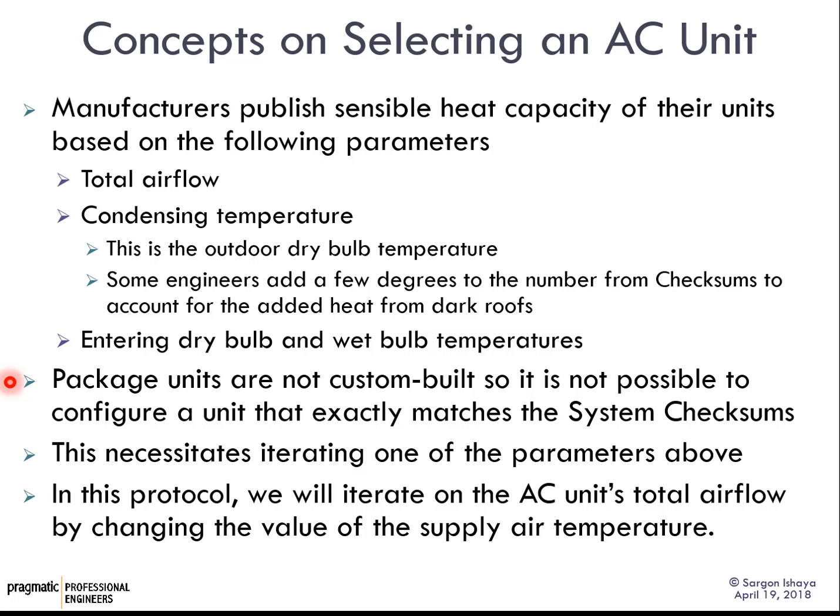It does not exactly match your system checksums report. You can't just say, here's my system checksums report, it tells me that I need a 50-ton unit, for example, so then I'll just select a 50-ton unit. That's not the way this works. You have to engineer the unit for your load because they are not custom built. So you have to configure it and figure out how it can match your load. This is why we have to iterate. And in this protocol, we are going to iterate based on the AC unit's total airflow by changing the supply air temperature. Now that might have gone over your head. It probably did. Don't worry, we're going to go through the protocol step by step in the following slides.